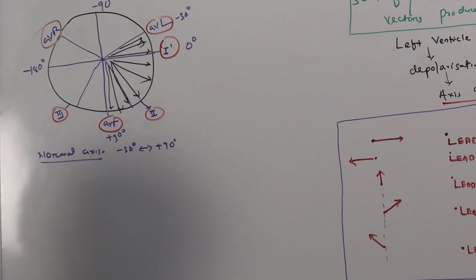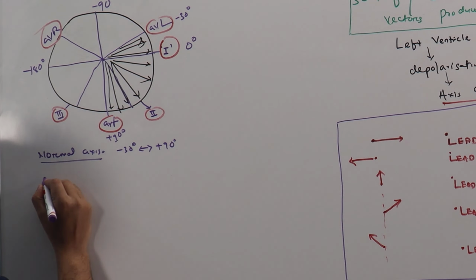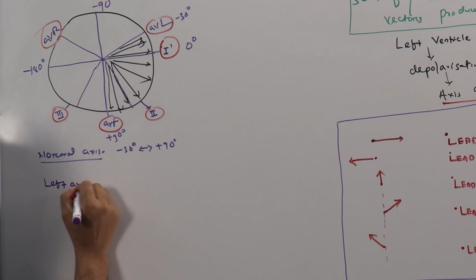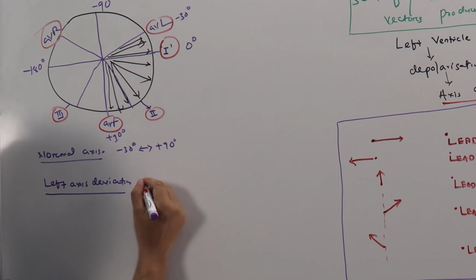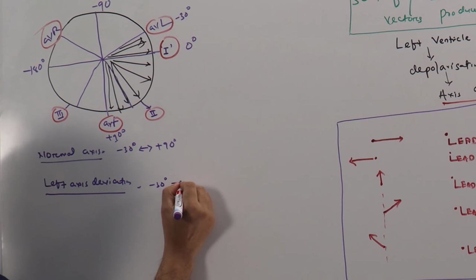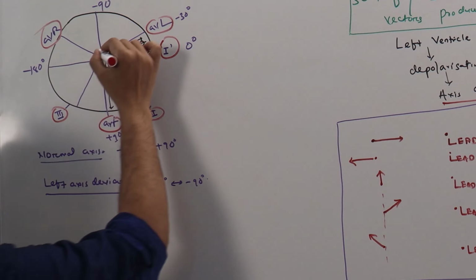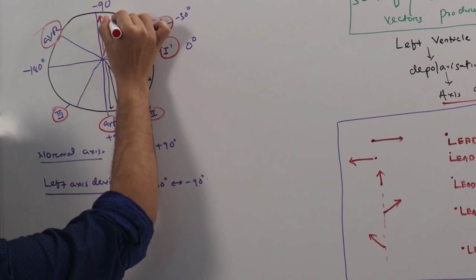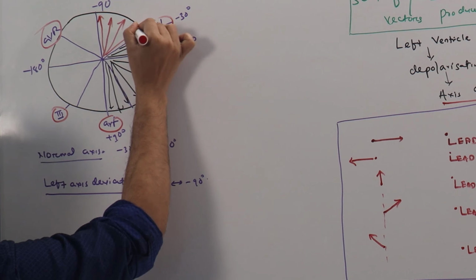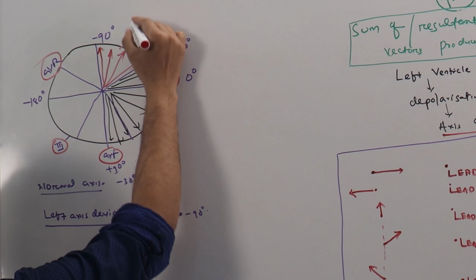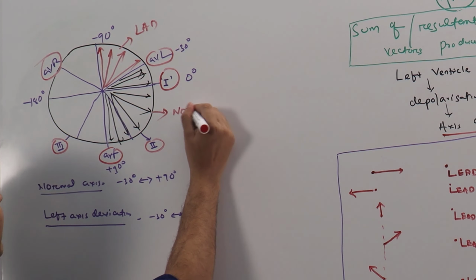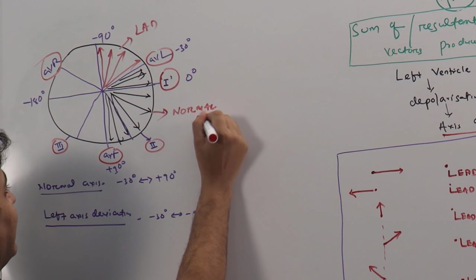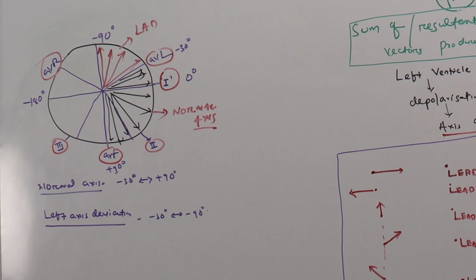Right. Now what is left axis deviation? This will be minus 30 degrees to minus 90 degrees. Any axis that lies here is called left axis deviation. This is the normal axis, right?